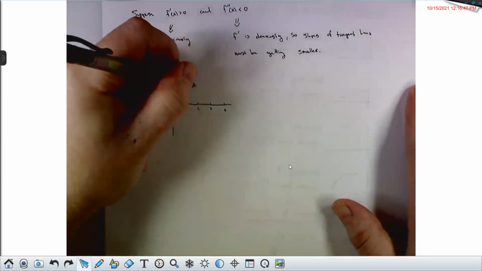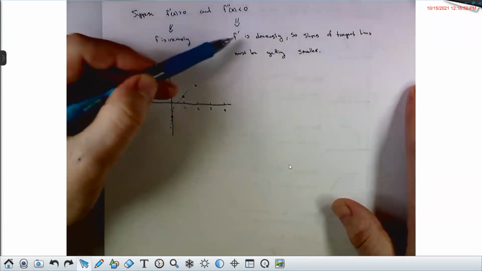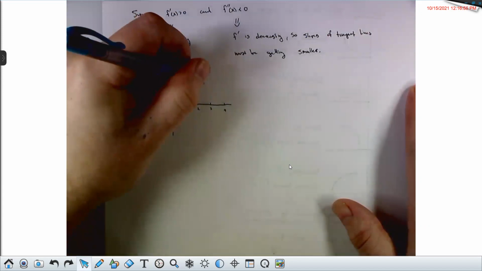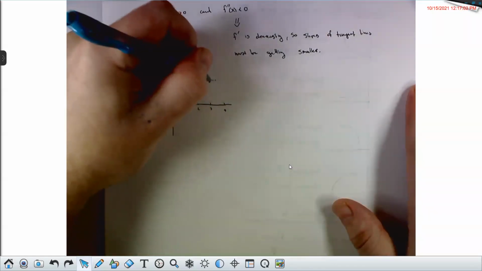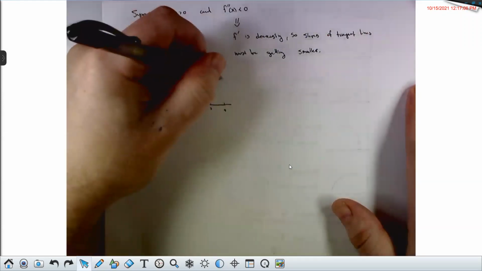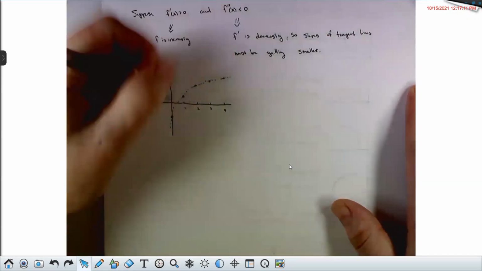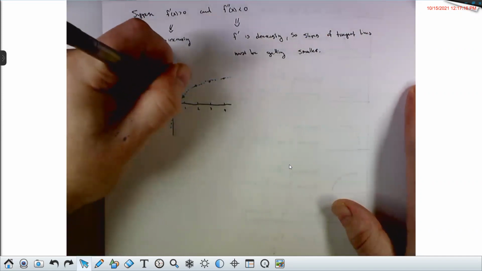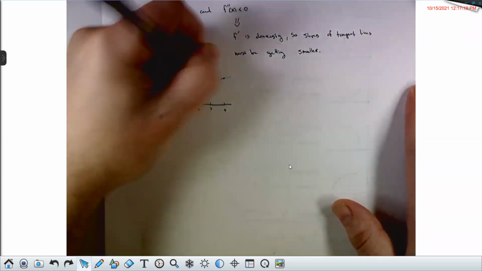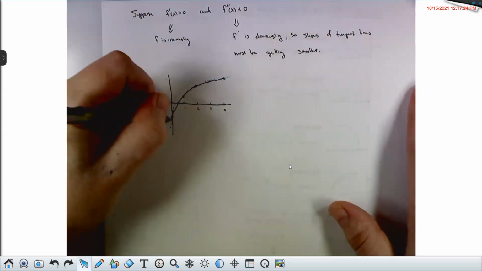Again, if f is increasing, this next point has to be higher still. And since f prime is decreasing, because f double prime is negative, this tangent line has to have a shallower slope. And we continue like this, right? Shallower slope still, shallower slope still. So the only way a curve could do something like this is if it has a shape something like this, which is what we called increasing and concave down.